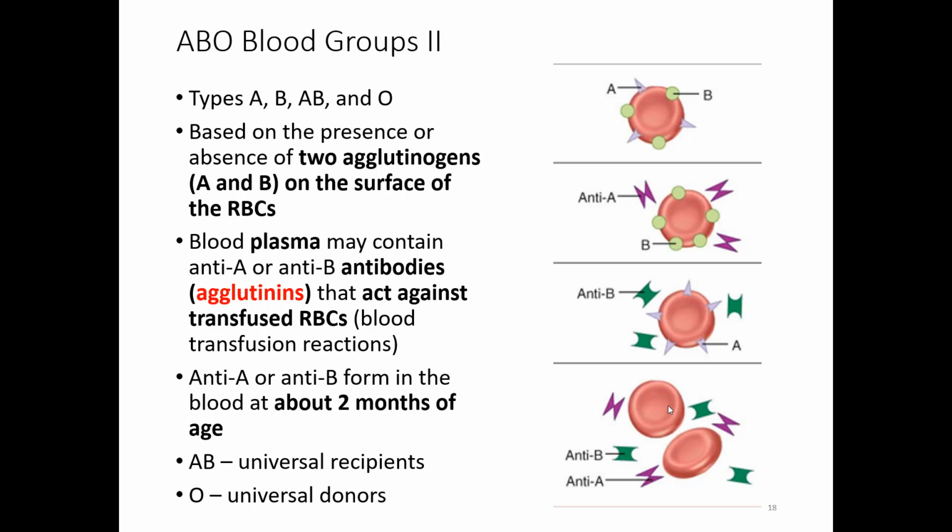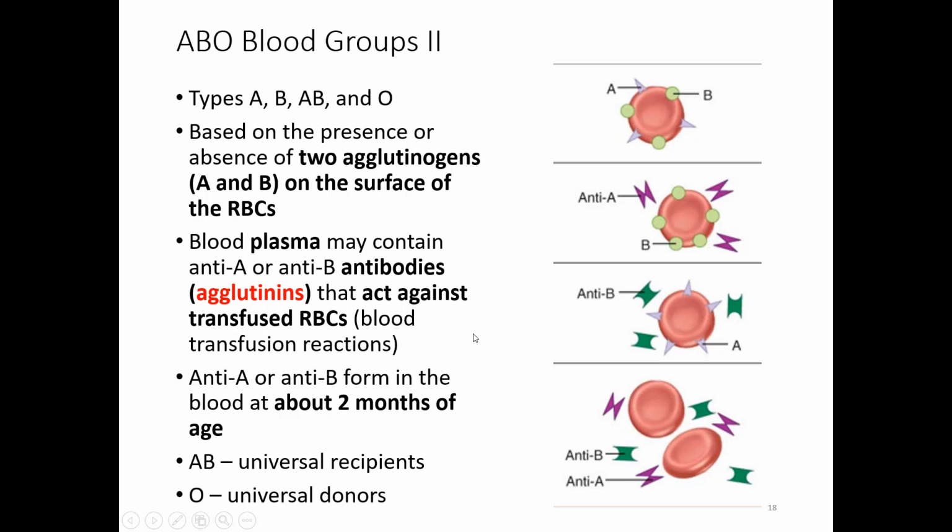Well, that's not it. That was about red blood cells and proteins attached to their surface. But inside of people's blood plasma, in that fluid surrounding red blood cells, there can be anti-A or anti-B antibodies. Another name for them is agglutinins. Those antibodies are special protein structures that can attack red blood cells. They can act against them. That would be blood transfusion reactions. We'll talk about them a little bit later.